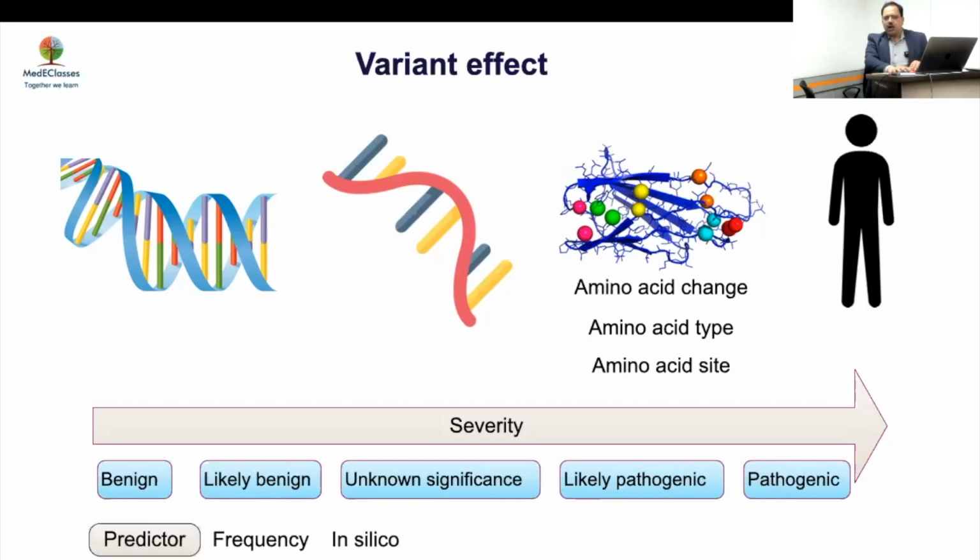So for prediction, how do you do it? You check whether it is changing the function based upon the computer models which are there. You also look at whether it is conserved or not. If it is conserved across so many species, if a particular gene was still conserved in a frog and that gene is deleted, this is going to cause a huge problem.